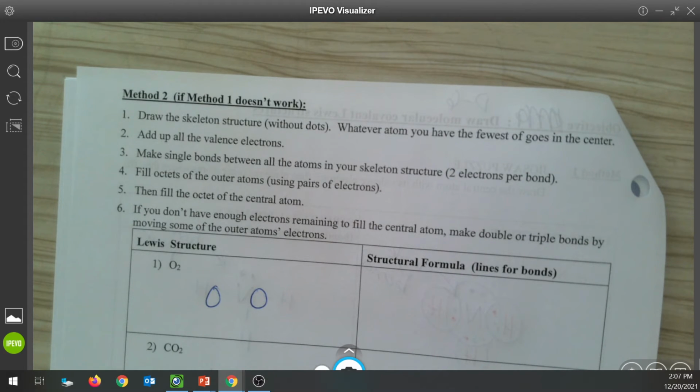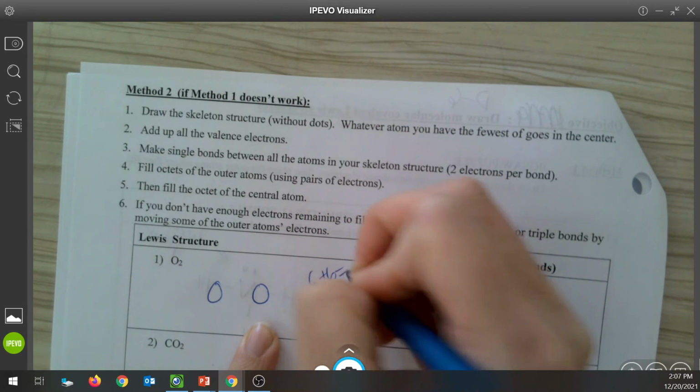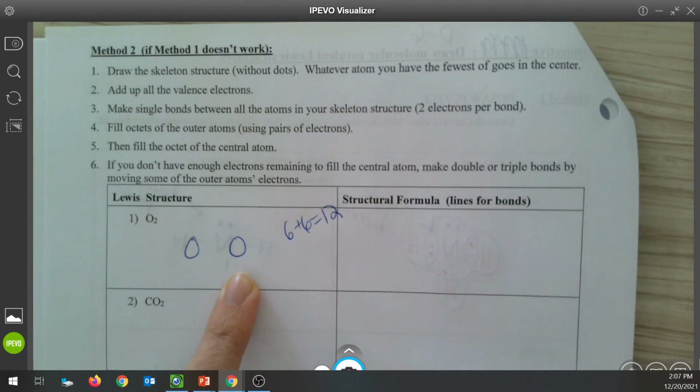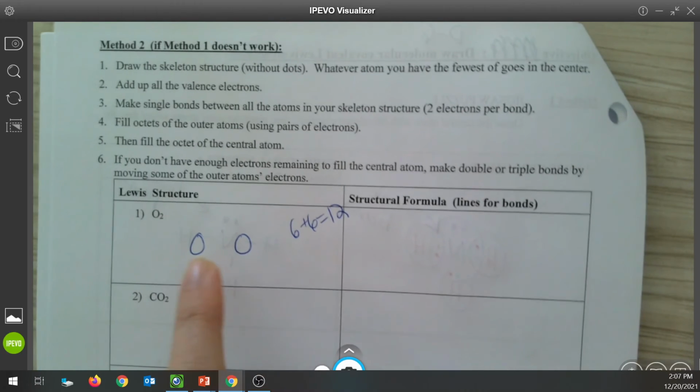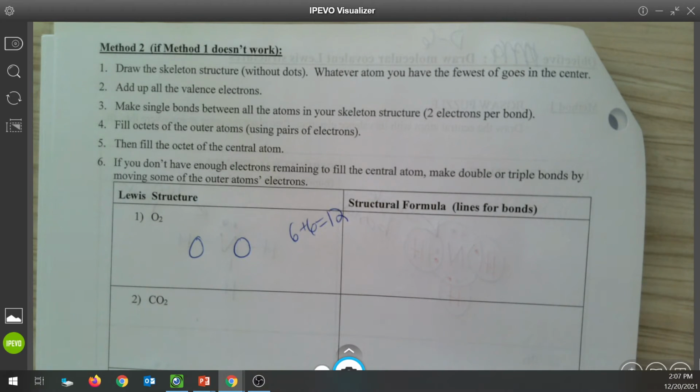Now you're going to add up all the valence electrons on the side. So we're kind of pooling all the valence electrons together. This has 6, this has 6. Write this down: 6 plus 6 equals 12. Write that down even though it's an easy problem. We have 12 valence electrons to work with.